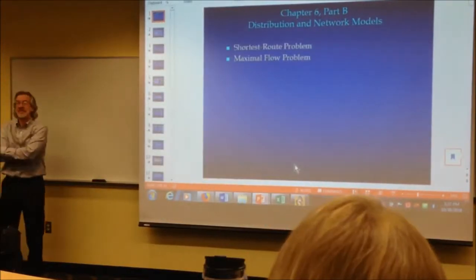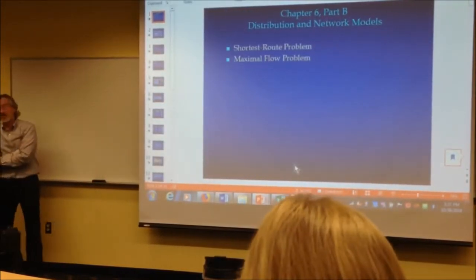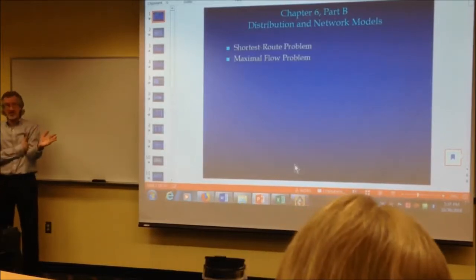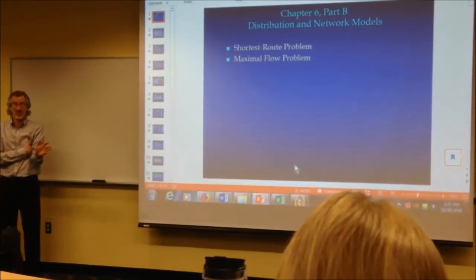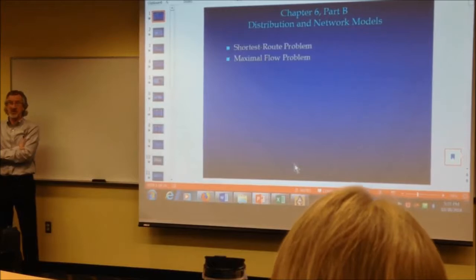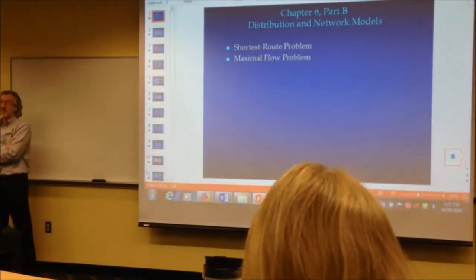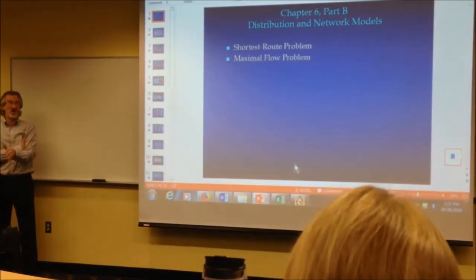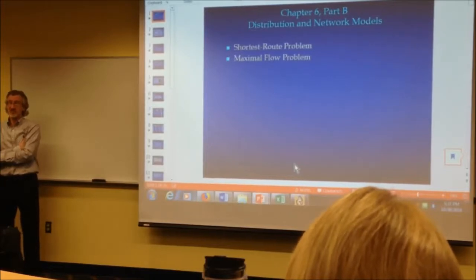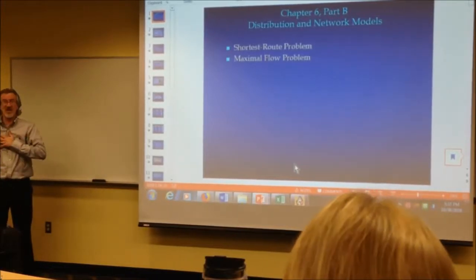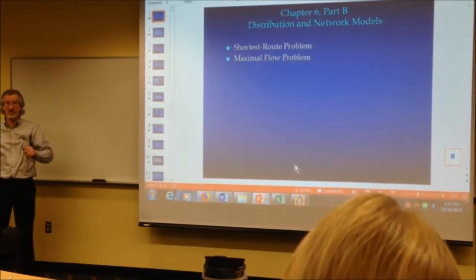Here we go. Shortest route, max flow. The nodes are the same rule, but they all represent constraints. Every node is a constraint. The arcs, the same rule. Every arc's a variable. Right? I've said that for all 5 of these, right?